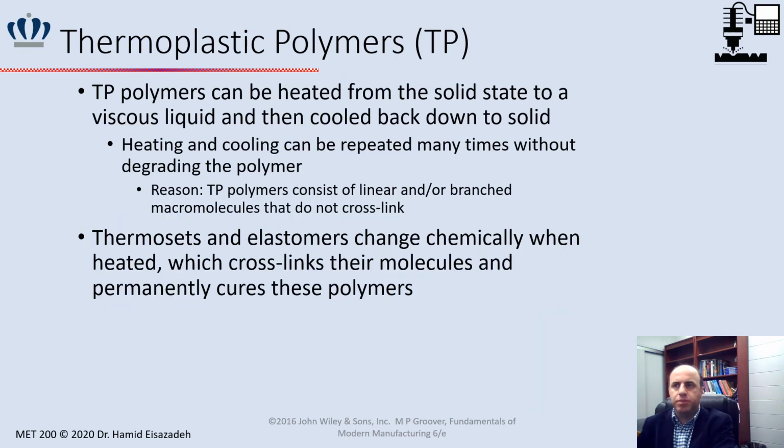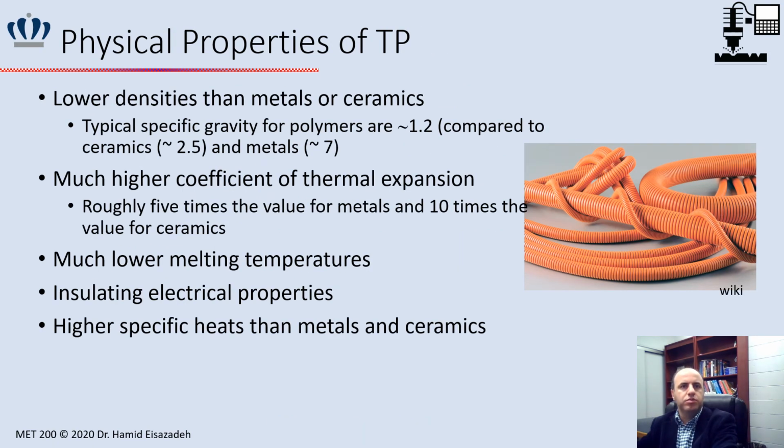In the next couple of slides, we discuss the thermoplastic polymers more in depth. We explain their properties and their applications. Thermoplastic polymers have low thermal and electrical conductivity. They have a low density when we compare it with metal and ceramic. Also, they have a high thermal expansion coefficient, almost 5 times larger than the metal and 10 times larger than ceramics.